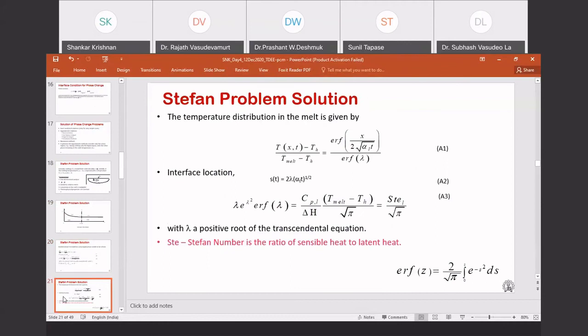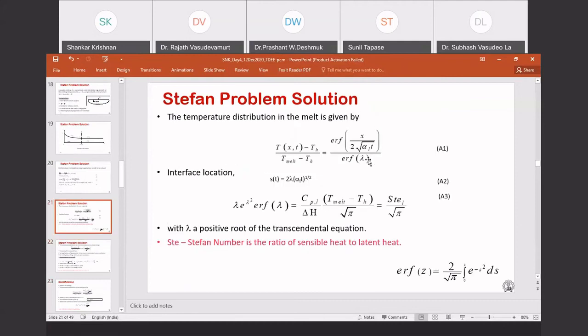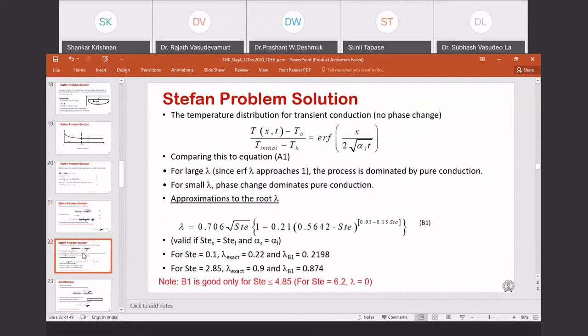So if you solve this problem, then you will get a solution, and it looks very much like the so-called semi-infinite medium heat conduction problem, except that now the denominator carries an error function as a function of lambda. This lambda is obtained from the Stefan condition that turns out to be this relationship. It's a transcendental equation. So this can be solved and so on. So I won't spend more time than just rushing through this.